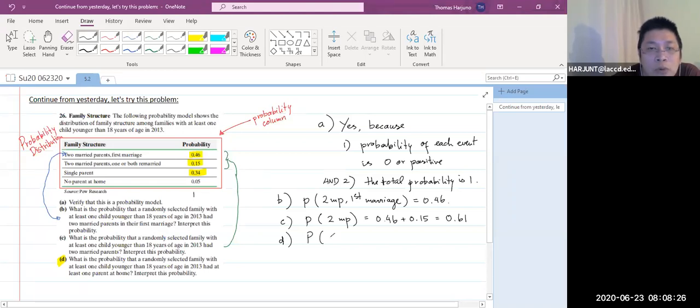So at least one parent. That refers to 0.46, two married parents, first marriage, plus two married parents, one or both remarried, plus single parent. That will give us 0.95. Now, that's the first method.